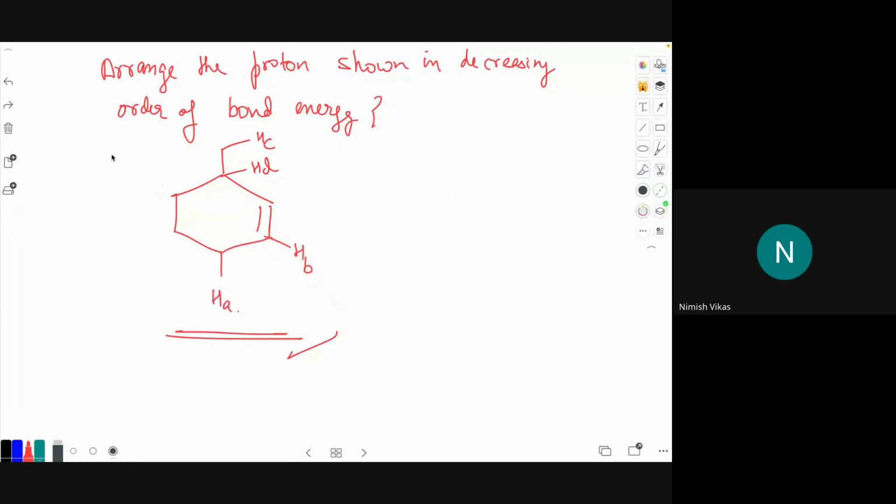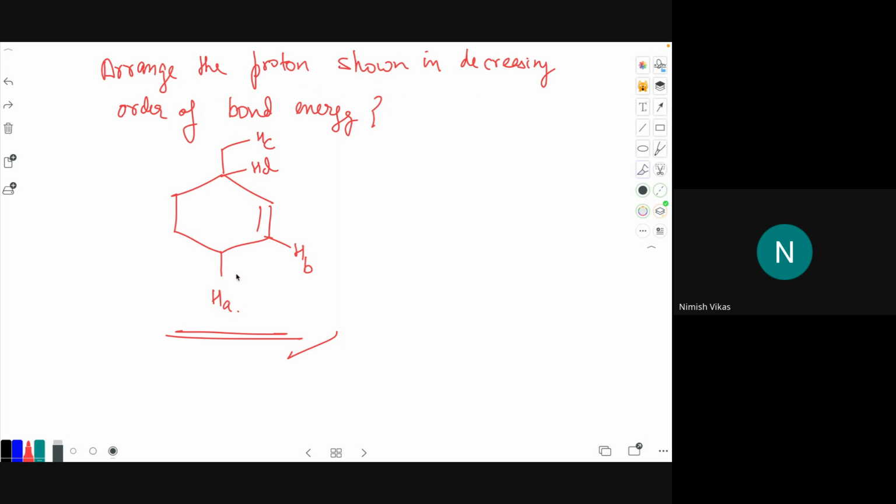So what actually happens over here? See, this is HC, HG, HB, HA. Okay. So Sanskriti, what we have to understand over here: arrange the protons shown in decreasing order of bond energy. They're asking which bond energy will be maximum.